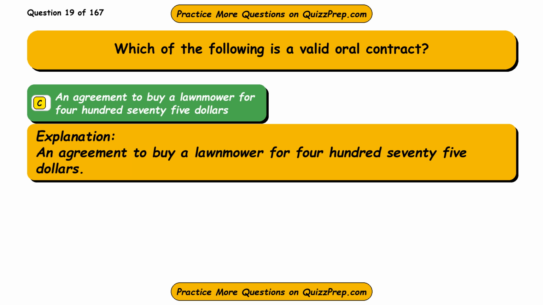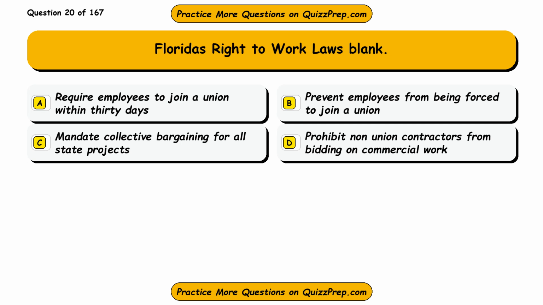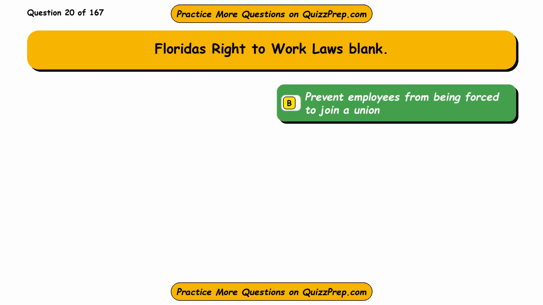Question 20. Florida's right to work laws blank. Option A. Require employees to join a union within 30 days. Option B. Prevent employees from being forced to join a union. Option C. Mandate collective bargaining for all state projects. Option D. Prohibit non-union contractors from bidding on commercial work. The correct answer is option B. Prevent employees from being forced to join a union.